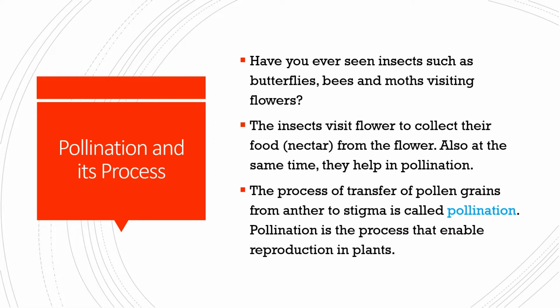Pollination and its process. Have you ever seen insects such as butterflies, bees, and moths visiting flowers? The insects visit flowers to collect their food. Also at the same time, they help in pollination. The process of transfer of pollen grains from anther to stigma is called pollination. Pollination is the process that enables reproduction in plants.